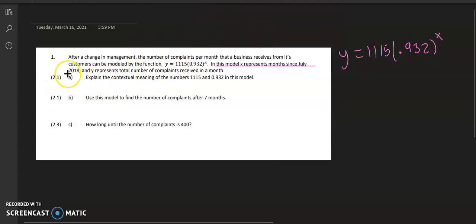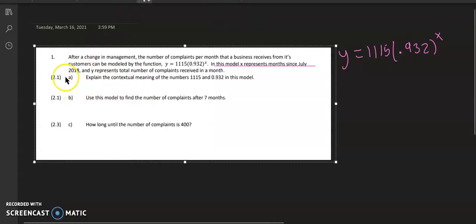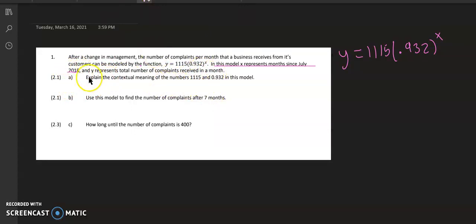And the other, let me underline that part as well. Oh no, that didn't work. But okay, we're just gonna leave it like that. 2018. And then what's the other part that says? And y represents the total number of complaints received in a month. Let me make that line better. Received in a month.